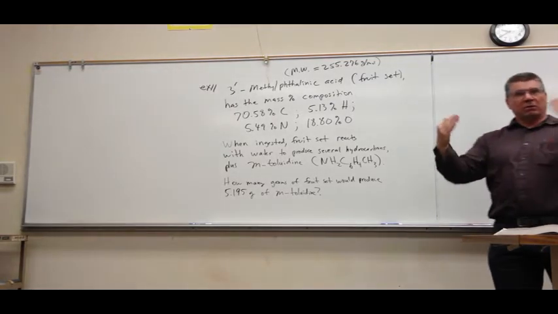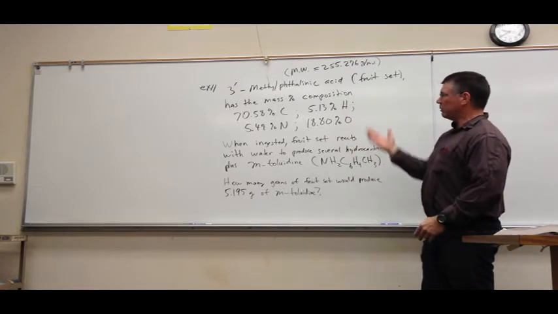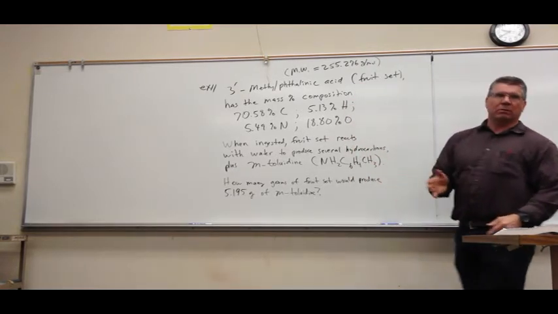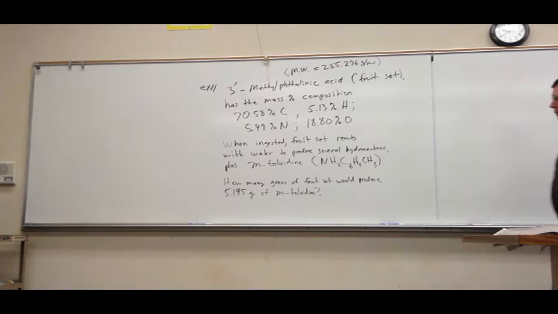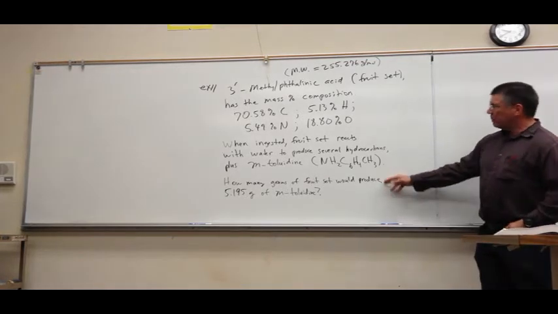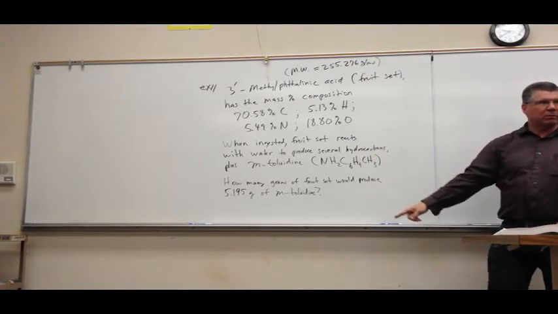So the point of this example is to show you how you can do calculations like this without knowing necessarily what the balanced chemical equation is. So, all right, given that, how do you think we're going to approach this? This is the question, right? How many grams of fruit set produce that many grams of metatoluidine?